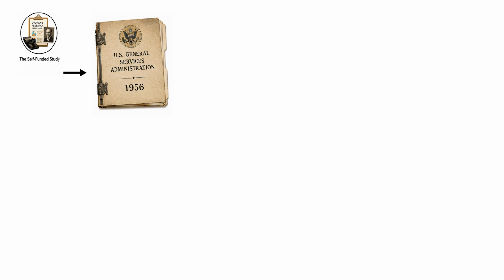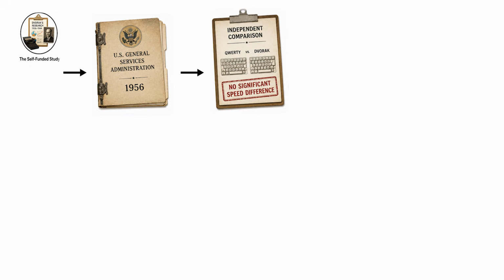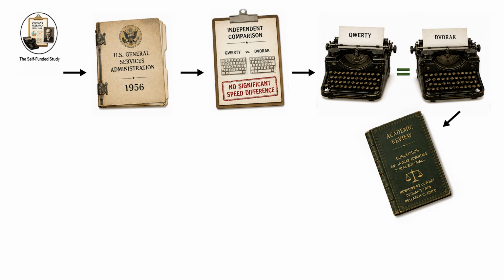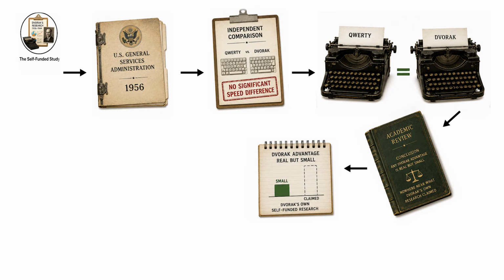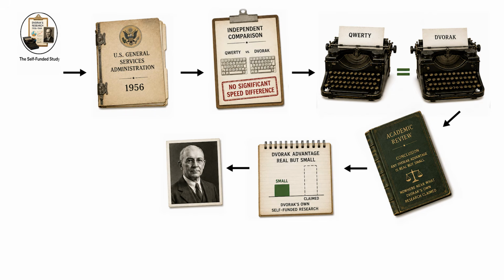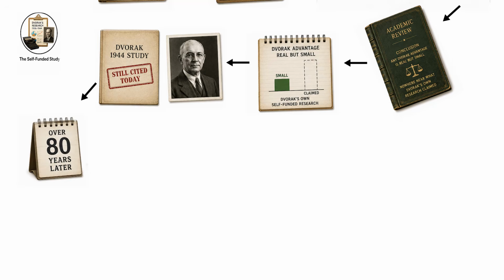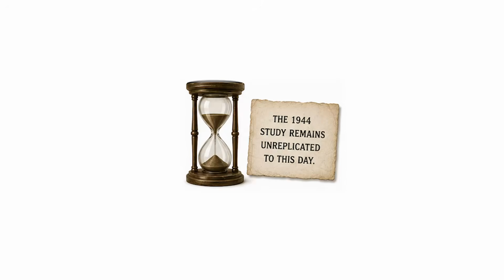In 1956, the U.S. General Services Administration ran its own independent comparison. Their conclusion: no significant speed difference between experienced typists on QWERTY versus Dvorak. A later academic review of the available evidence concluded any Dvorak advantage is real but small, nowhere near what Dvorak's own self-funded research had claimed. The 1944 study is still cited today, sometimes with the conflict of interest left out entirely, more than 80 years after independent researchers failed to replicate it.